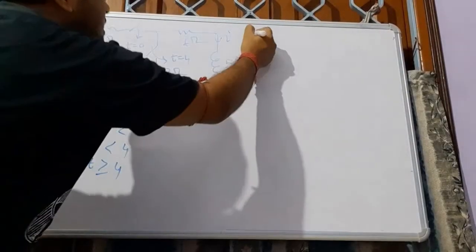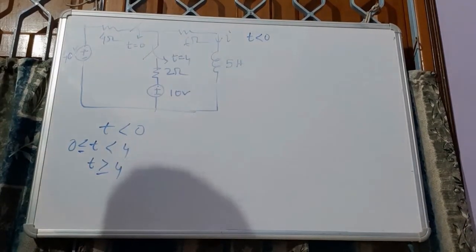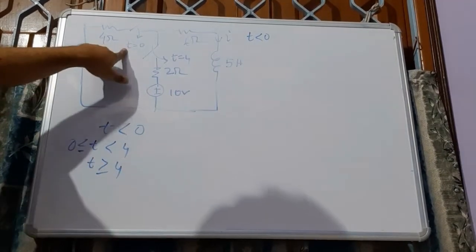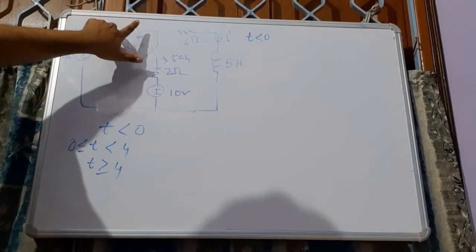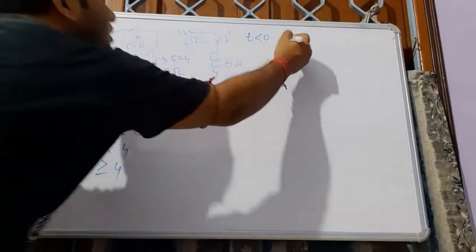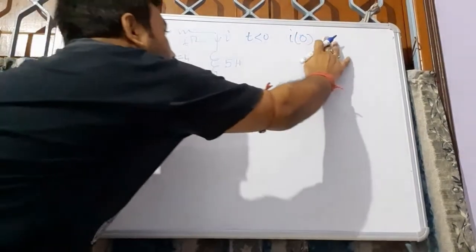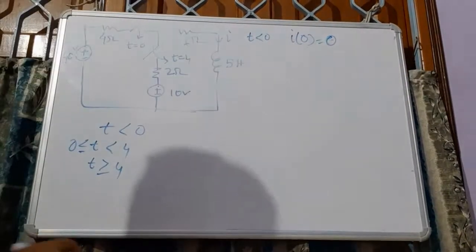Thank you. For t less than 0, no switch is connected, so there is no flow of current, so I0 will be 0.